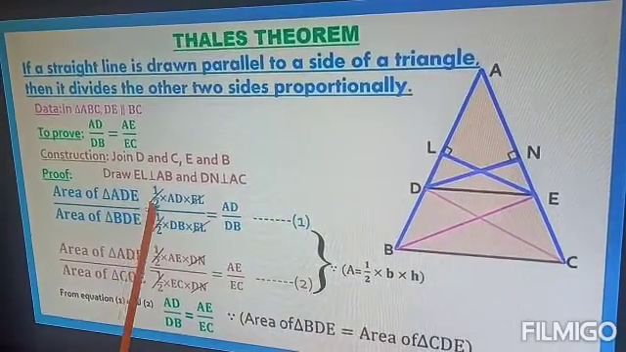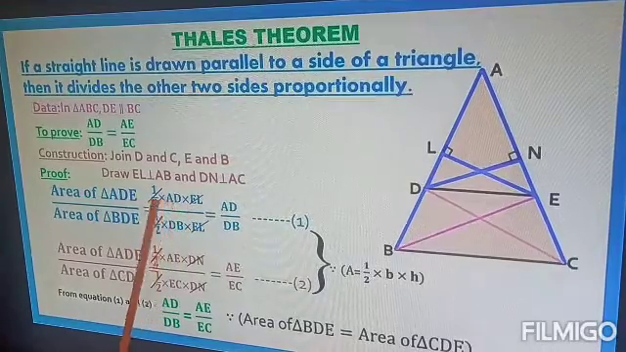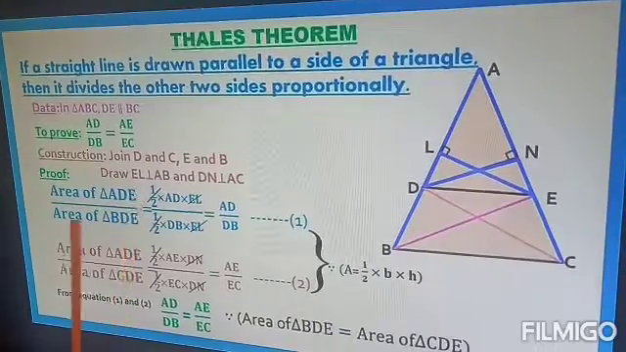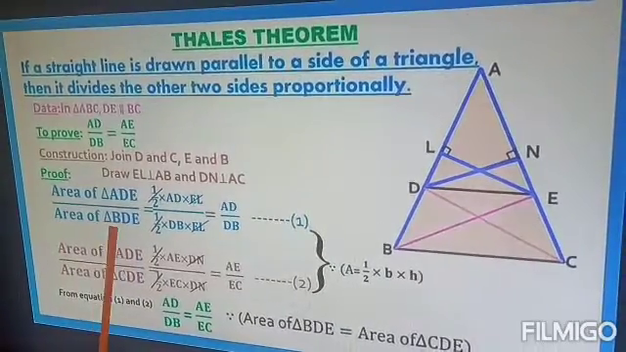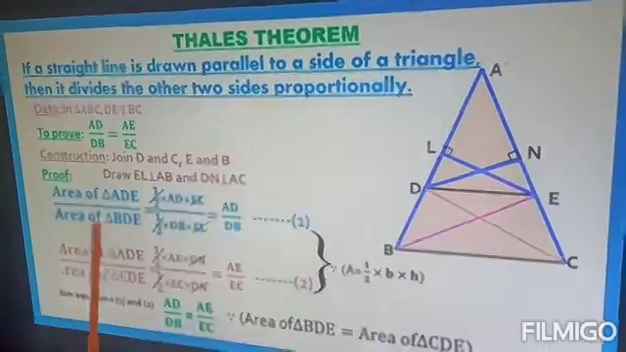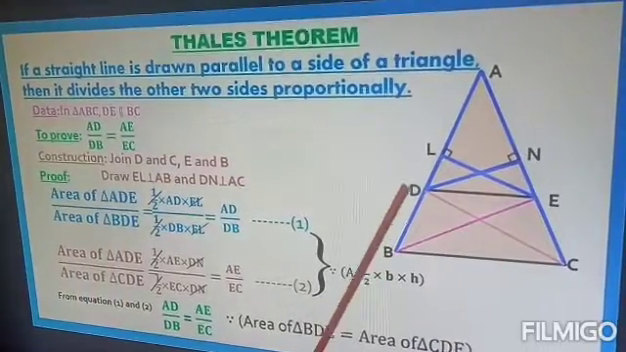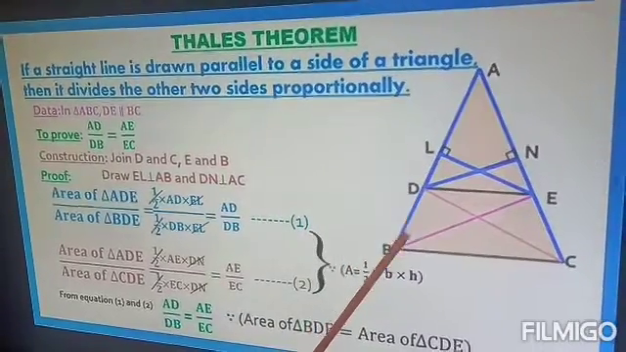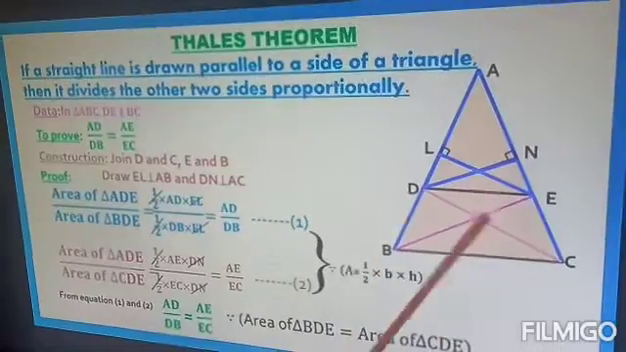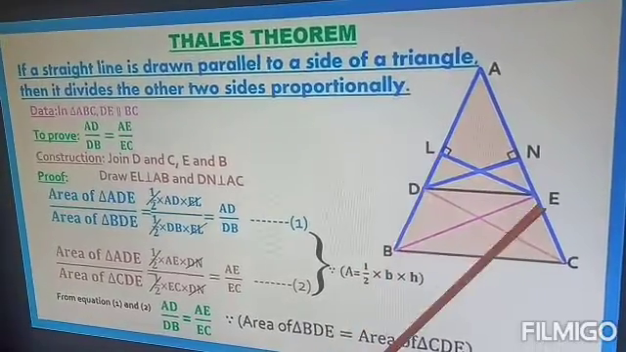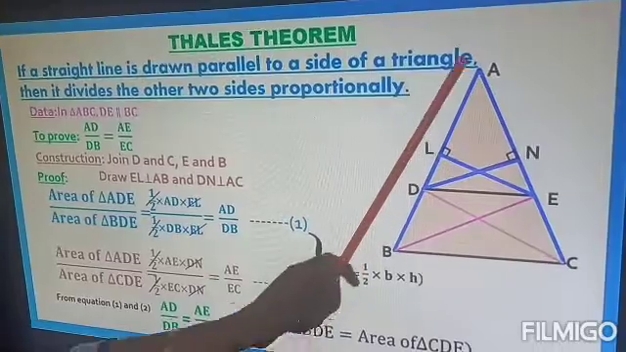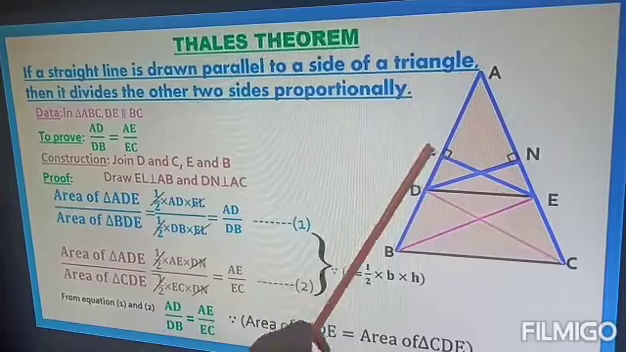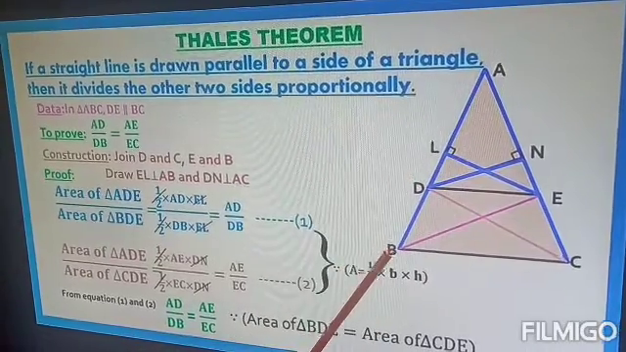Half is constant, half into base into height. AD is the base, EL is the height. Then for the area of triangle BDE in the denominator, BD is the base, and EL is perpendicular to the whole side AB.